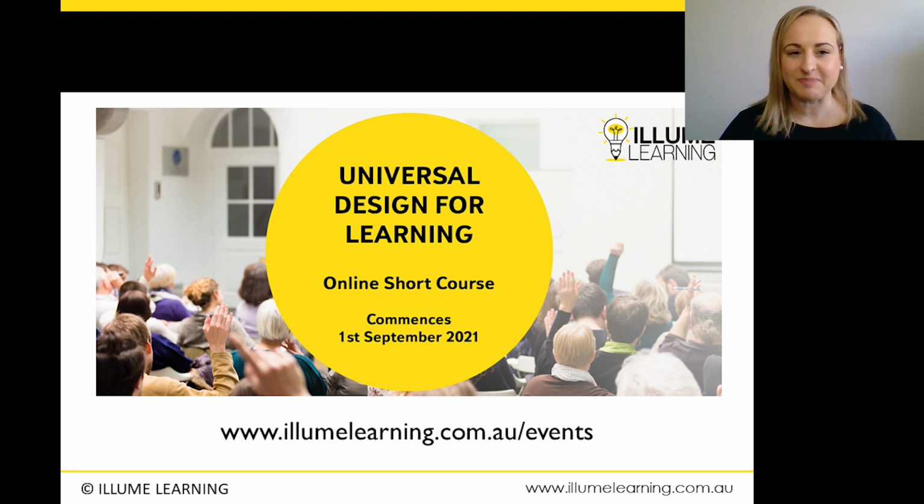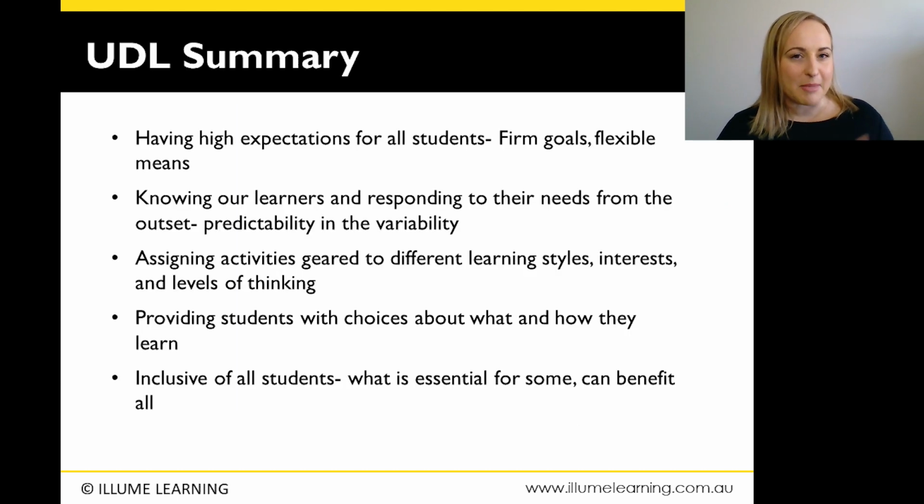So just to summarize Universal Design for Learning, there's a couple of things to me that are the key takeaways here. So it's about having really high expectations for all of our students. So that idea of firm goals, but flexible means. It's about knowing our learners and responding to their needs from the outset. And something that Katie Novak in particular talks about a lot, she said there's always predictability in the variability.